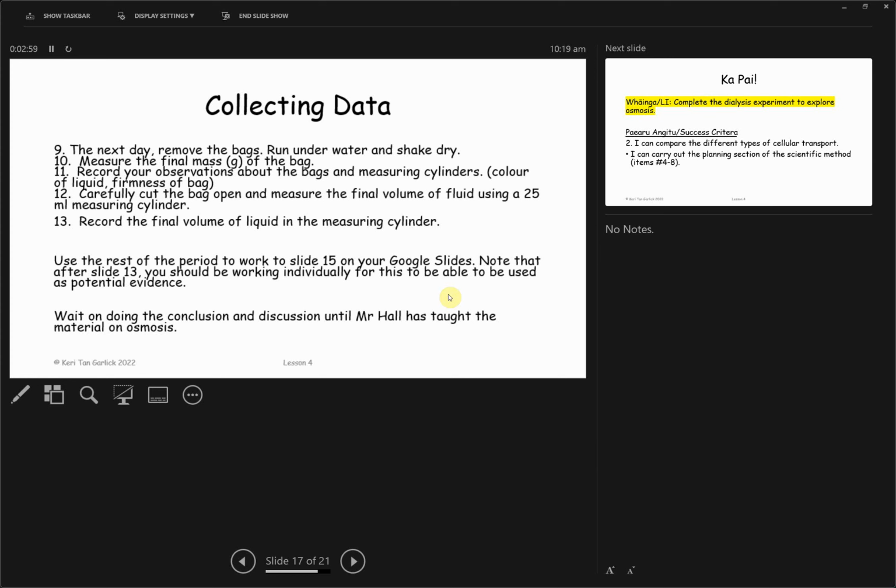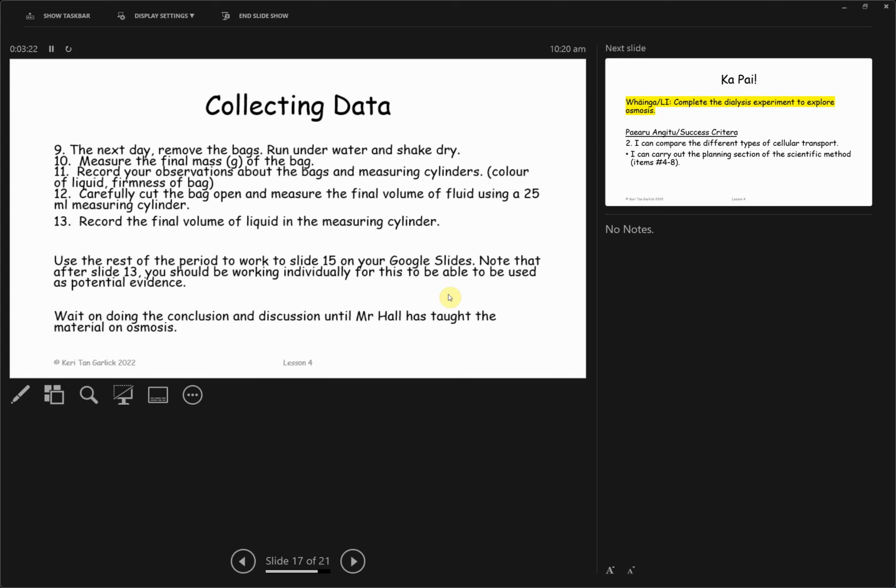And when it comes to cleanup, make sure all the dialysis bags get thrown into the rubbish. Make sure all of our cylinders are washed with warm soapy water. So I'll block off one of the sinks and make it just a soapy water bucket. And then I'll make another one as our rinse cycle. Sound good? You guys have the rest of the period to collect your data.